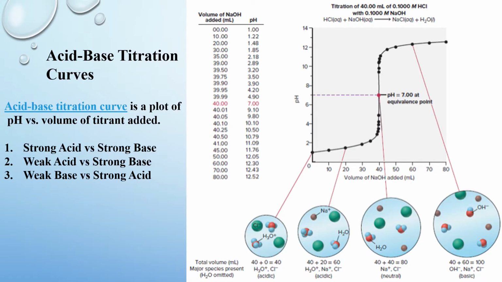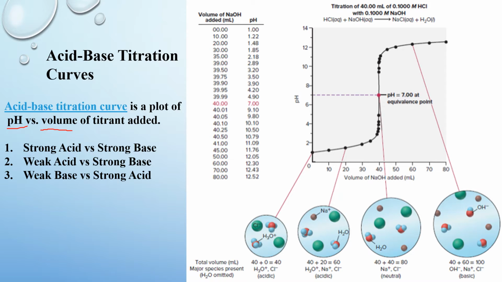An acid-base titration curve is a plot of pH versus the volume of the titrant added. In this chapter, we're going to look at three types of acid-base titration curves. The first type is strong acid versus strong base. The second type is weak acid versus strong base. And the last is weak base versus strong acid.